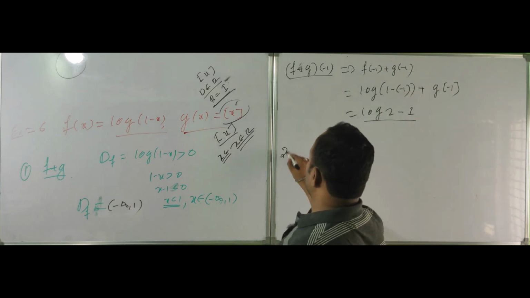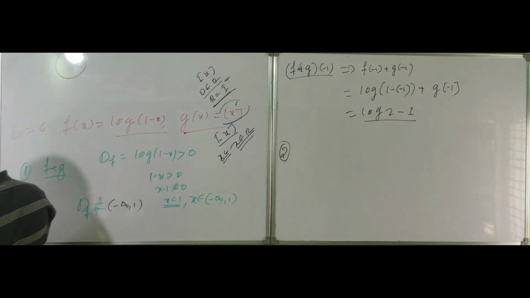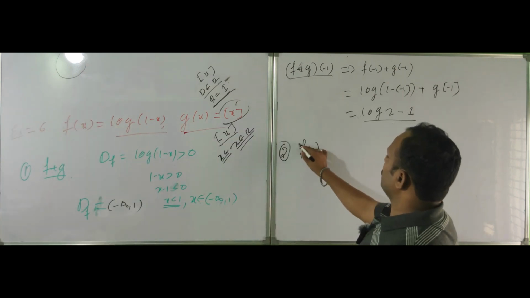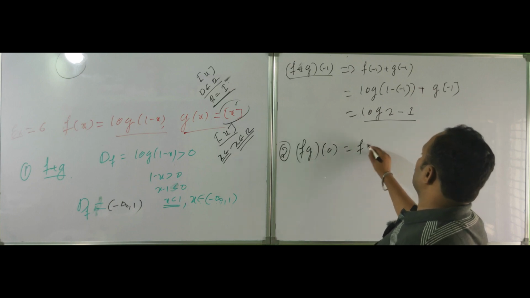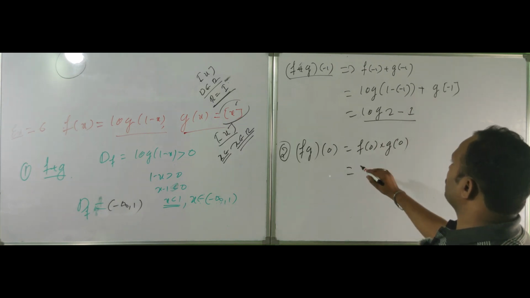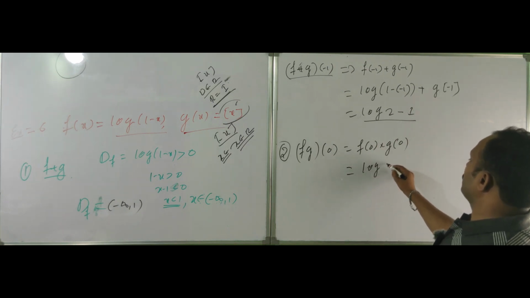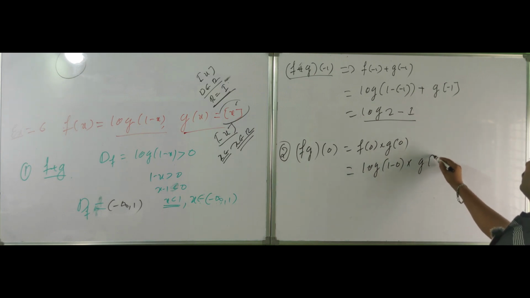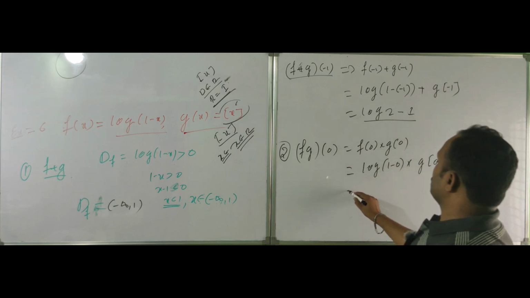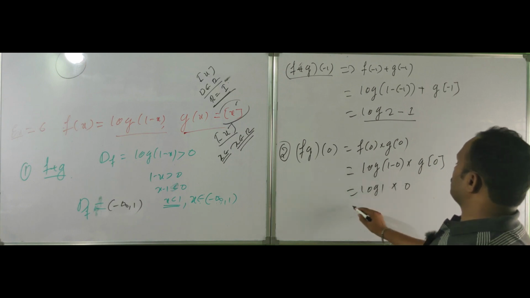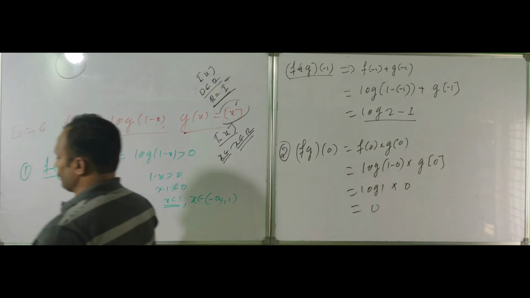Okay sir, next one is what they ask: f into g at 0. This becomes f of 0 into g of 0. What is f of 0? Log of 1 minus 0, into g of 0. This becomes log of 1, which is 0, so this becomes 0. Log of 1 is equal to 0, you know.